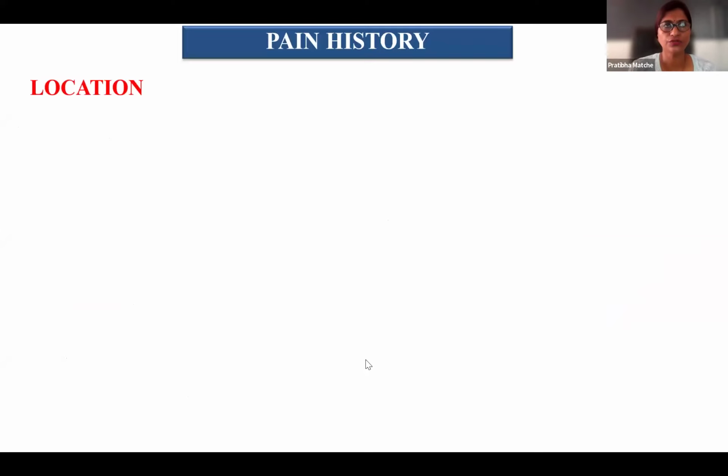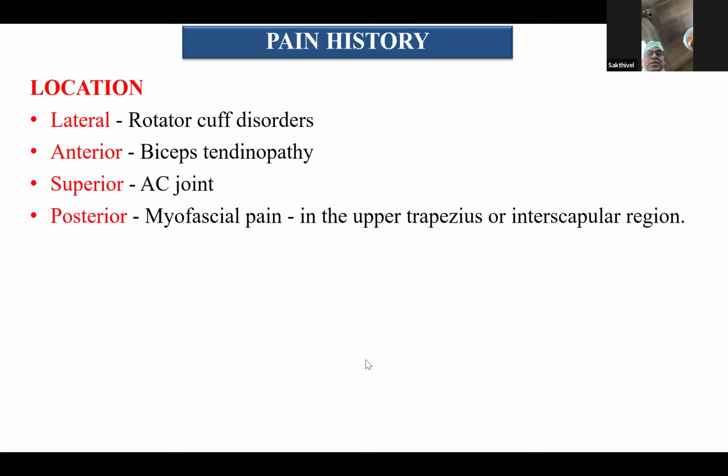Now, in addition to the history, you also have to pay attention to the location of pain.